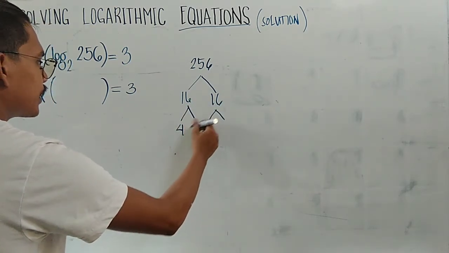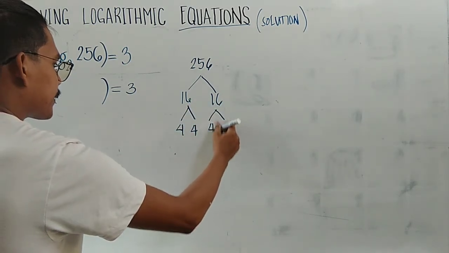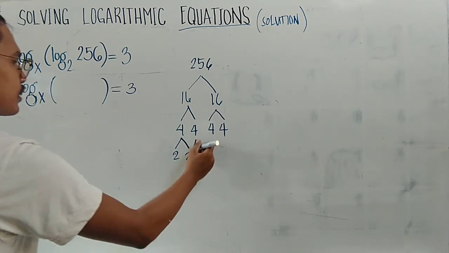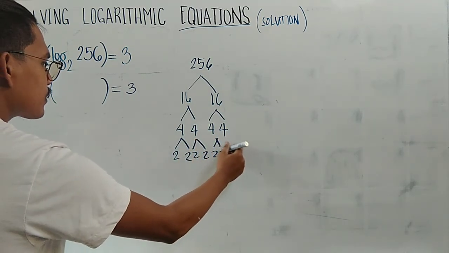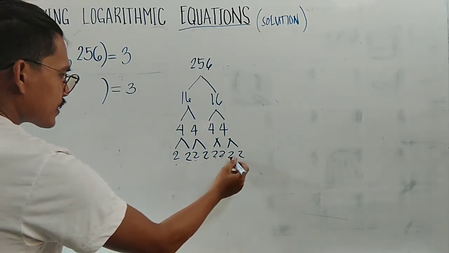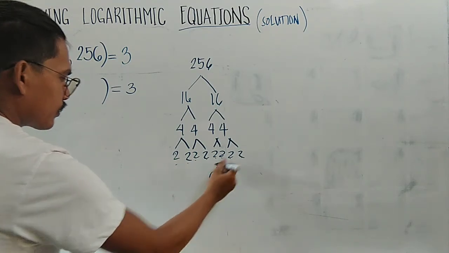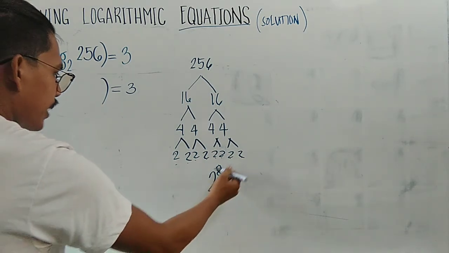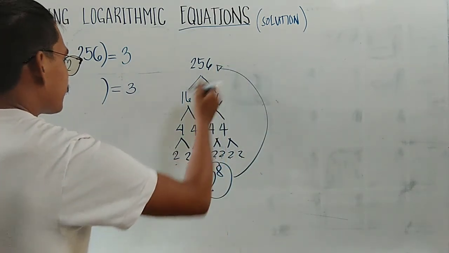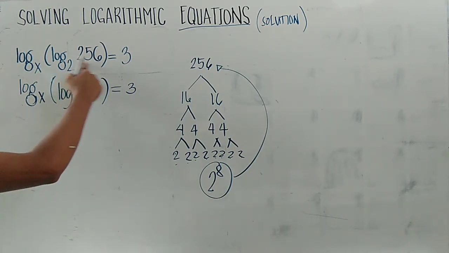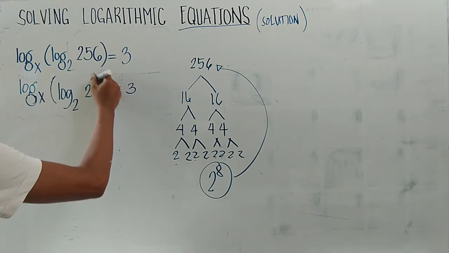Then 4 times 4 is 16, and 4 times 4 again is 16. Then we have 2 times 2 as the factor of 4, as well as 2 times 2, 2 times 2, and 2 times 2. So we have 1, 2, 3, 4, 5, 6, 7, 8. We have 2 multiplied by itself 8 times, or 2 raised to 8 is equal to 256. You can check using your calculator. So we have log base 2, then 256 again is 2 raised to 8.